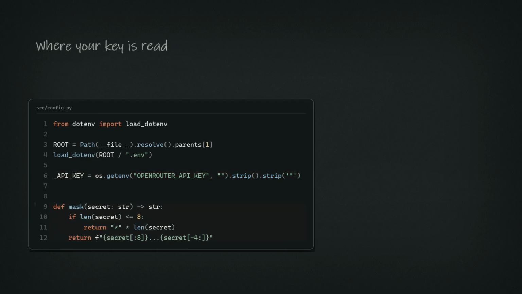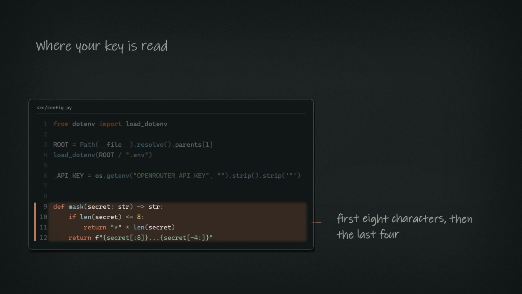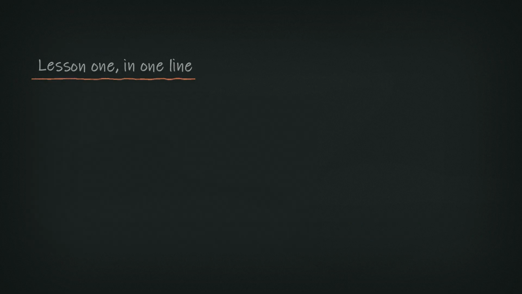And then look at this function, called mask. It takes your key and returns the first 8 characters, 3 dots, and the last 4. That is the only way anything in this project is allowed to show your key. Not in a log file, not in a report, not on your screen while you are recording a video like this one. The .env file is listed in .gitignore, so it never reaches GitHub either. If you take one thing away from Lesson 1, take that. Your key is read in one place and displayed in none.